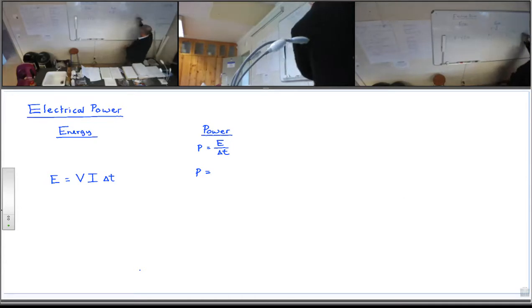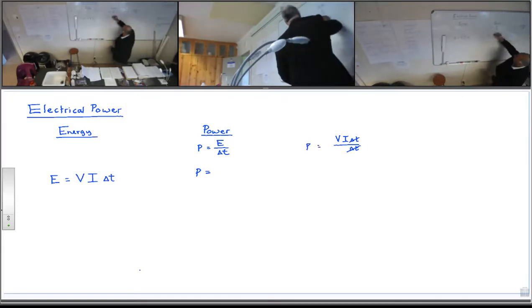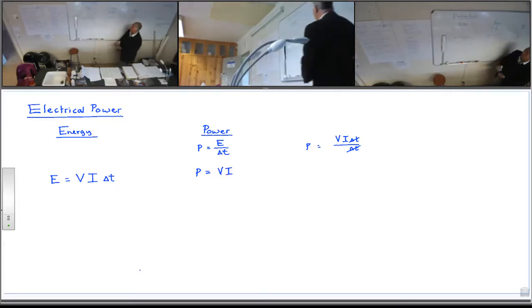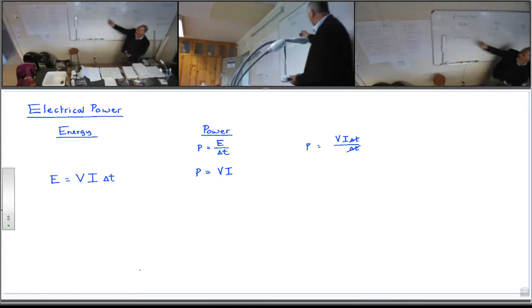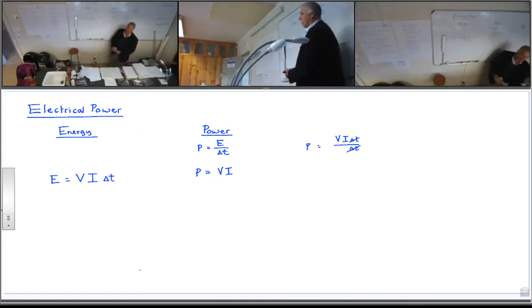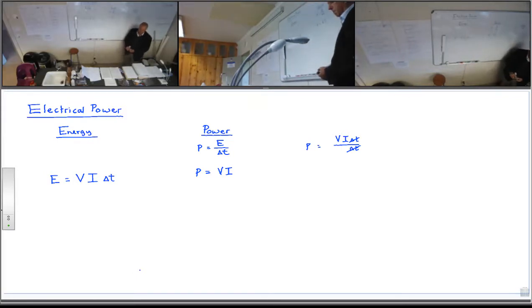Let's just have a look. Power, we said, is E over delta T, so we could say VI delta T over delta T. Do you agree those go? And power would therefore be VI. You've seen that formula before? You've used that formula before. Okay. So power equals VI comes from energy equals VI delta T.